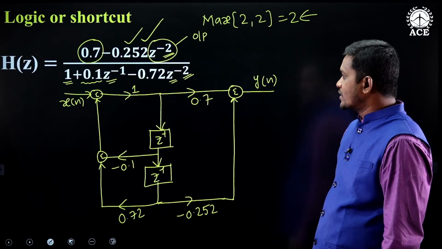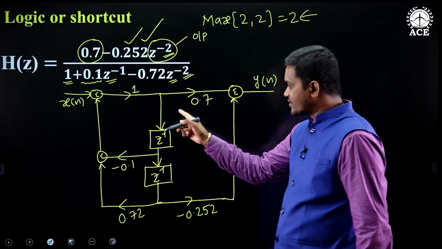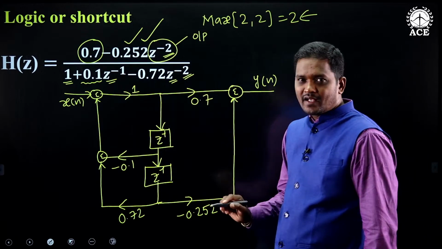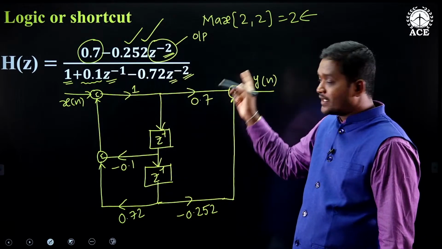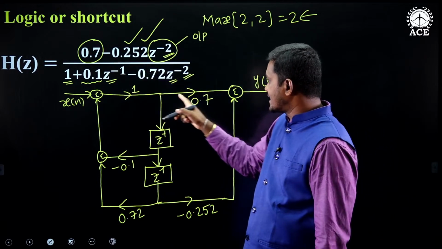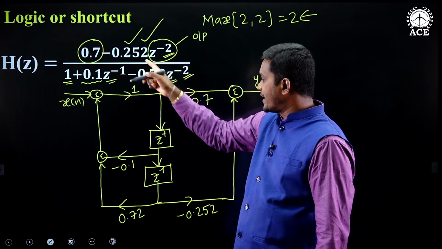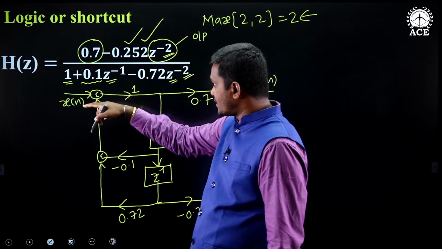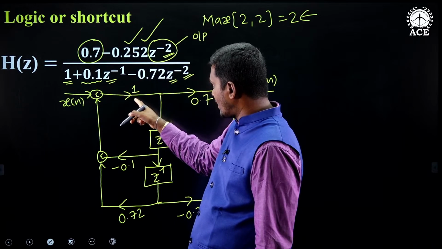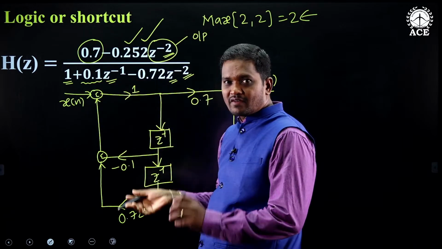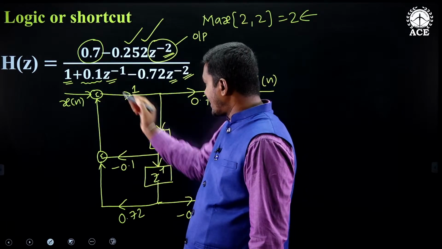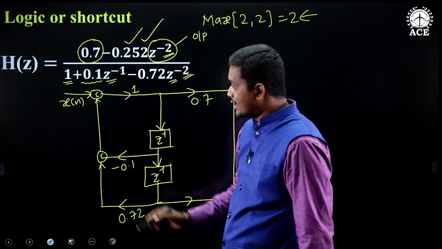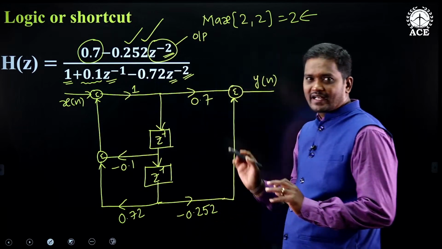Understood? Once again, I am explaining, very simple. First decide the number of delay elements: 2 delay elements, draw in the middle. Numerator corresponds to the output side. The first constant is there, that's why 0.7, and the z power minus 2 term, that's why minus 0.252. Denominator corresponds to the input side: first constant 1, and from the z inverse term onwards, you have to reverse the sign. So plus 0.1, that's why minus 0.1; minus 0.72, that's why plus 0.72. And add all this, you will get the realization.